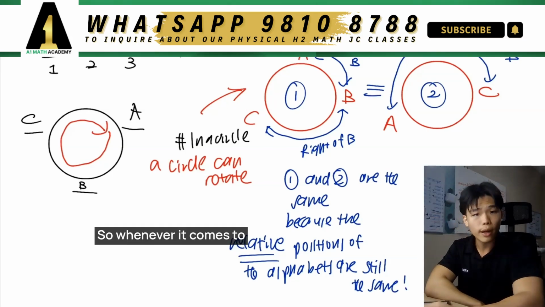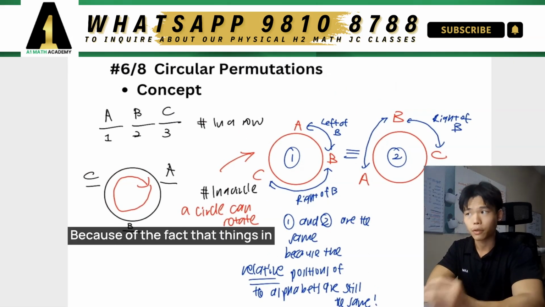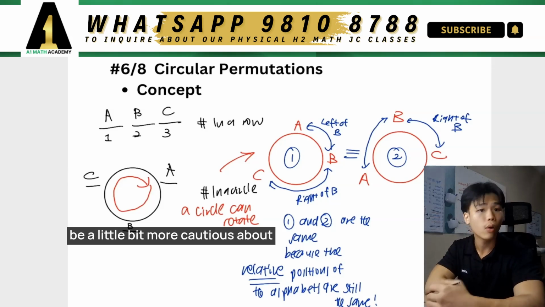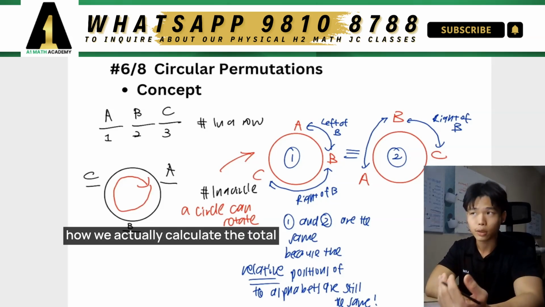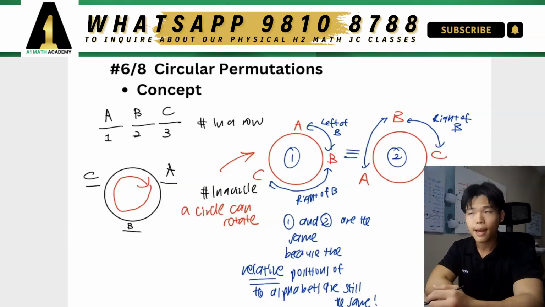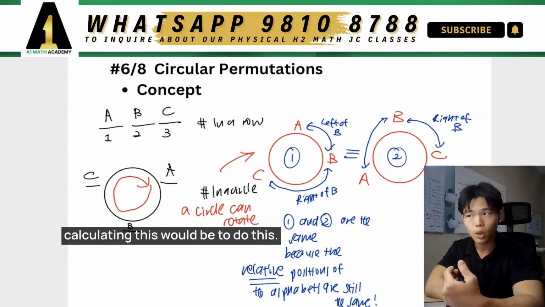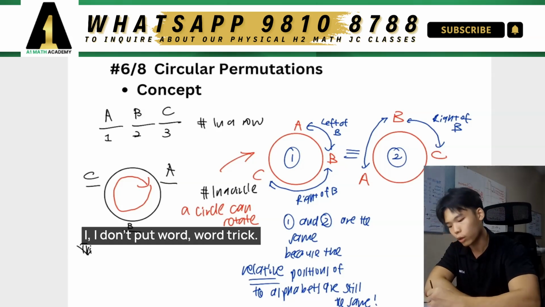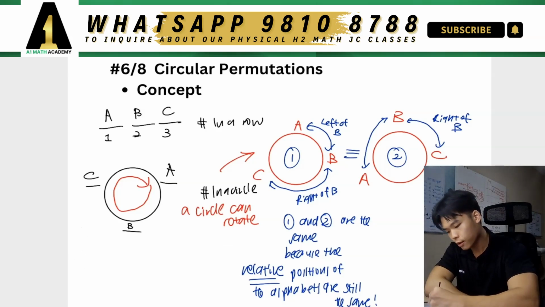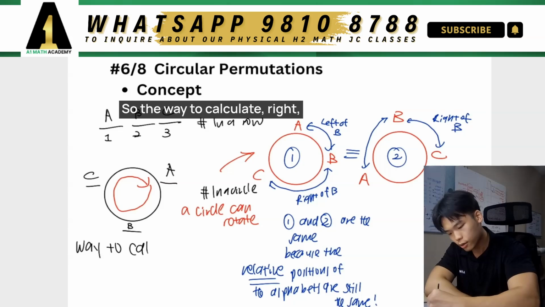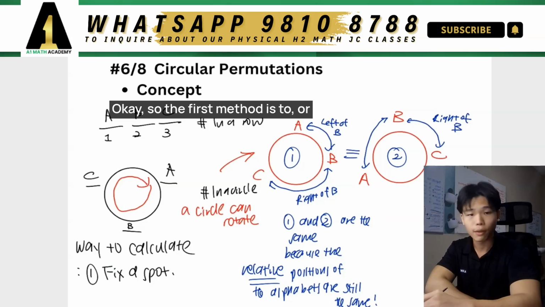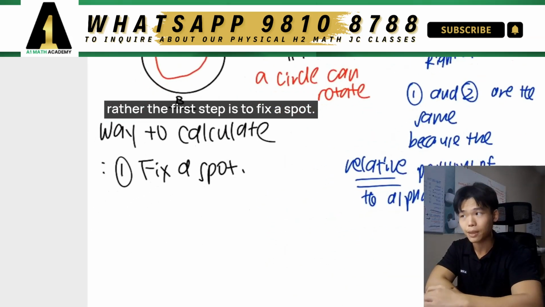So whenever it comes to circular permutations, because things in a circle can be rotated, we need to be a little more cautious about how we calculate the total number of possible permutations. And the way to calculate this would be, number 1, to fix a spot. So the first step is to fix a spot.